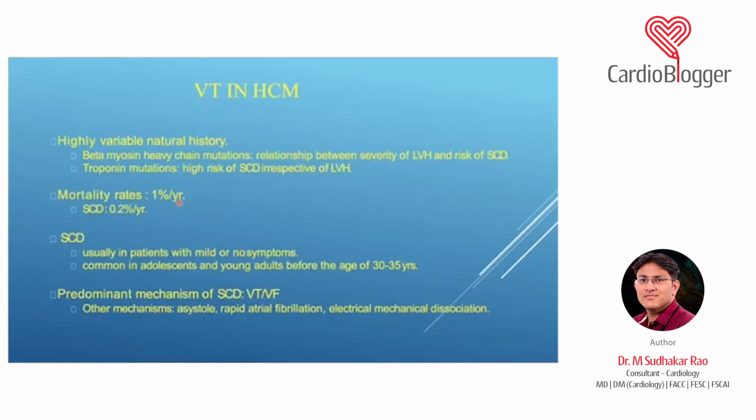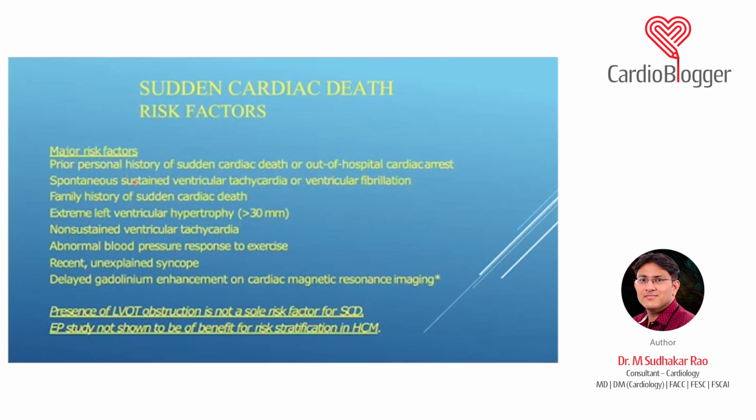Now, one important group remains the VT in patients with HCM. You know this disease very well. The patients with HCM have a mortality rate of 1% per year, and sudden cardiac death is around 0.2% per year. Now, which are the group of patients who are at risk for sudden cardiac death? If a patient has a family history of sudden cardiac death or out of hospital cardiac arrest, those are the group of patients which are at risk. If they have a sustained VT or ventricular fibrillation, those are at increased risk. Family history is there, then there is increased risk.